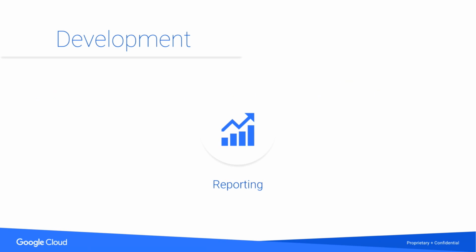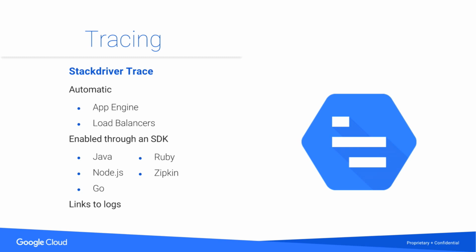From a reporting perspective, again, coming back to Stackdriver, tracing allows you to trace your application. This is automatic for App Engine and for load balancers, and it's enabled through our SDK for Java, Node.js, Go, Ruby, and Zipkin. And this links directly to the log files. So again, if you have an issue in one of the log files and you want to do a trace, you can click and actually see where that's happening in your code.